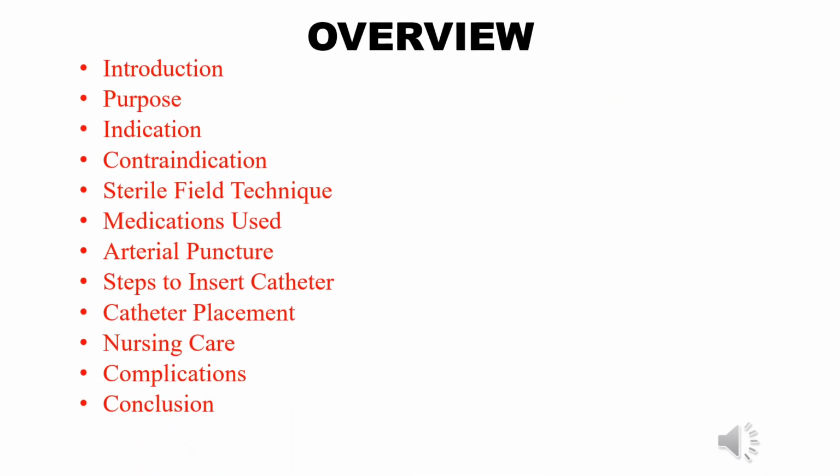Let's see the overview of the topics. The first one is the introduction to cardiac catheterization and its purpose, indications, contraindications, and the sterile field technique involved in cardiac catheterization, and medications used, arterial puncture, steps to insert the catheter, and catheter placement, nursing care involved in the pre-op procedures, during the procedures, and after the procedure, and the complications, and finally coming to the conclusion.